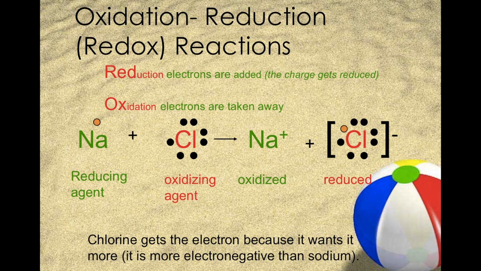So basically, redox reactions happen when you have two different elements, and one of them wants the electrons more than the other. So in the case of sodium chloride, chlorine is a nonmetal that wants the electron very much. Sodium is a metal that doesn't want it, so the electron gets transferred from the sodium to the chlorine.